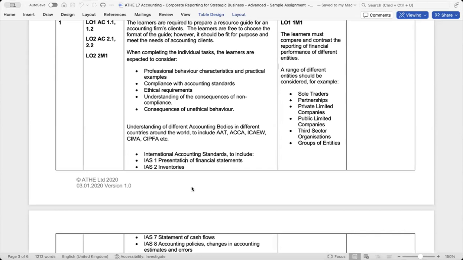Consider scenarios such as merger, acquisitions, and demerger, and justify the importance of detailed financial reporting.